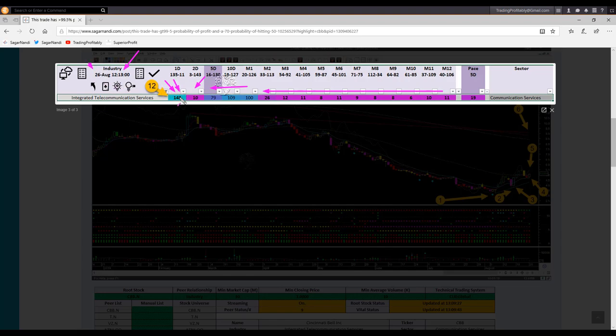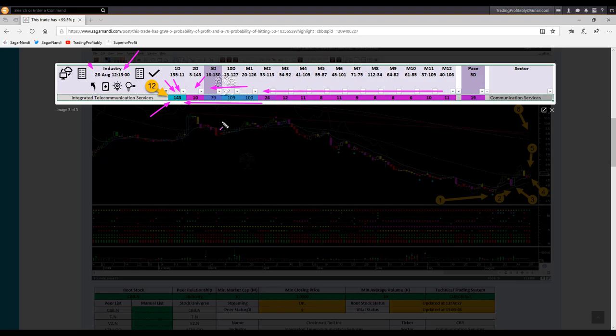Right on that day, using real-time industry heat map analysis, I could see that the integrated communication services industry was very strong. And it strengthened after being weak for a long time. Therefore, using 360 degrees analysis in real time on that day, 26th August, 20 days ago, you could identify a long trading opportunity in CBB.